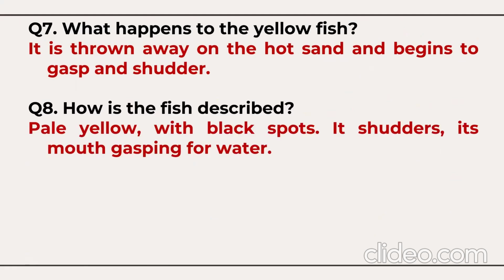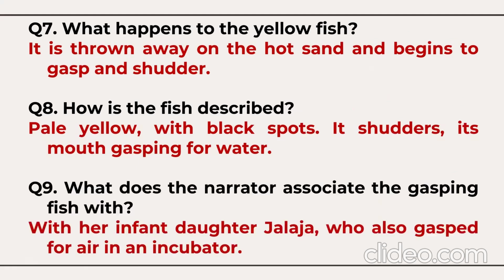How is the fish described? The fish is described as pale yellow with black spots. It shudders, its mouth gasping for water. What does the writer associate the gasping fish with? It's associated with her infant daughter Jalaja, who also gasped for air in an incubator. So the writer has connected the gasping fish with her infant daughter Jalaja, who is in the incubator, gasping for air.